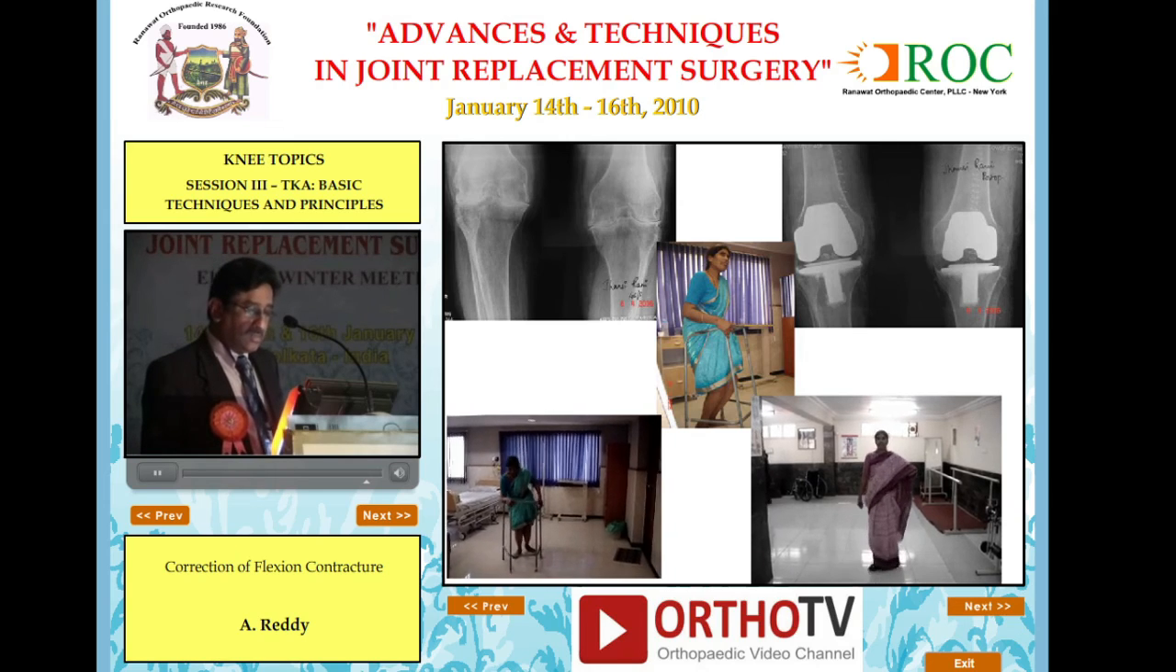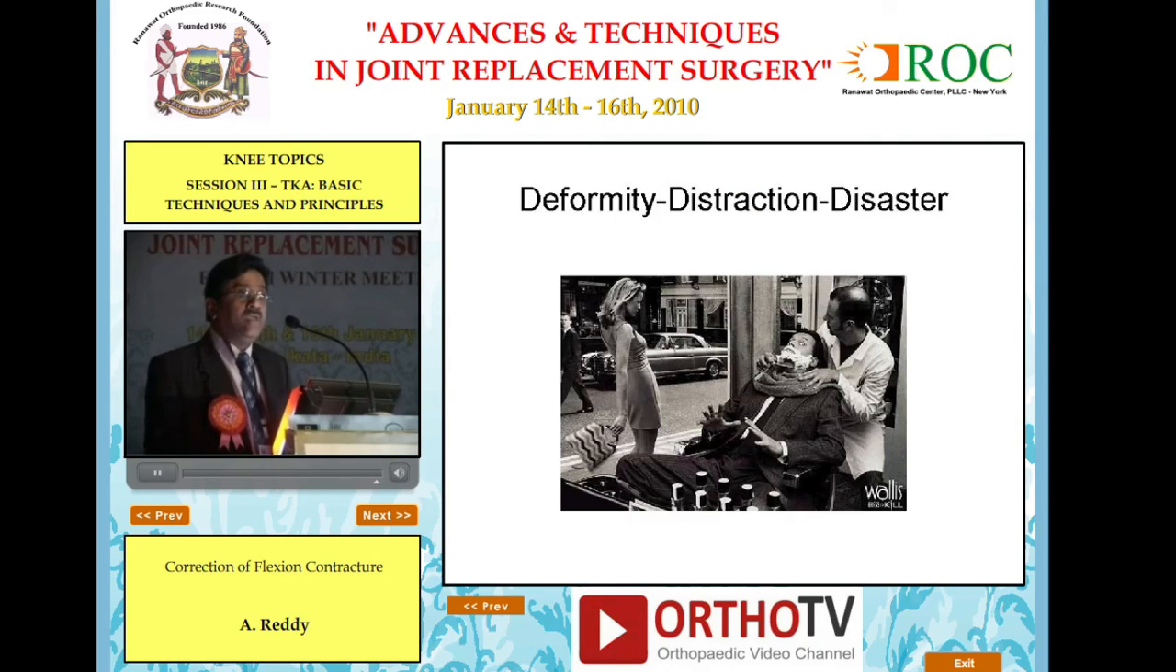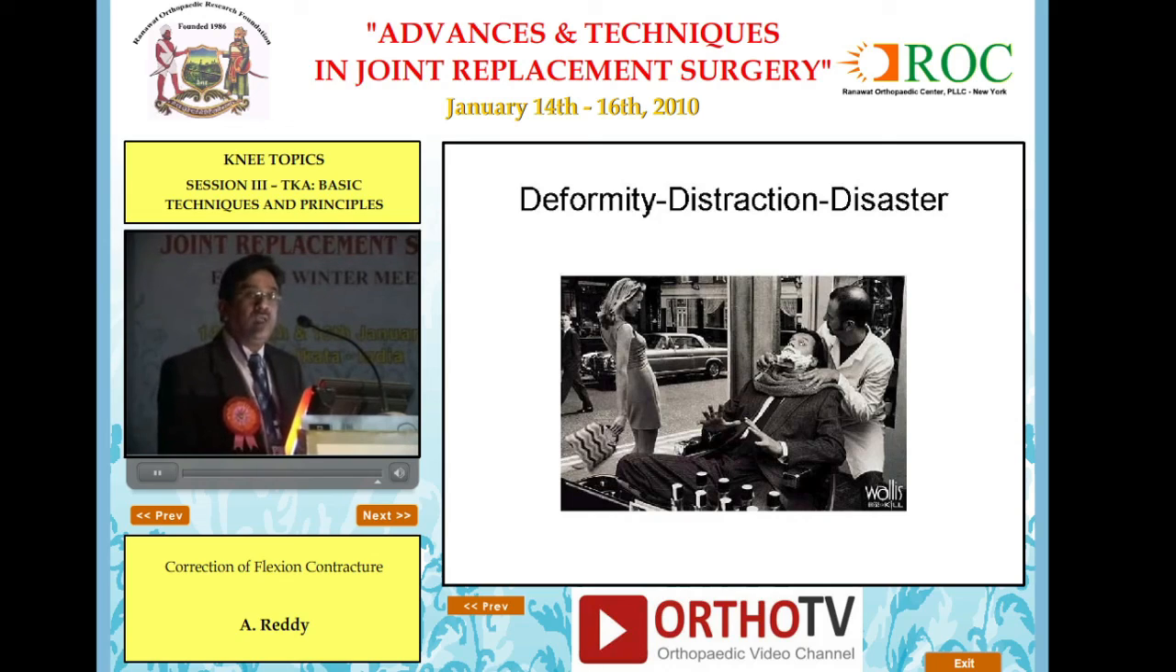So my algorithm is: first osteophyte removal, then posterior capsular release, PCL sacrifice, gastrocnemius release if needed, revisit the distal femur if needed, posterior capsulotomy almost all the time, constrained implant when indicated, and emphasize post-op rehabilitation. And be careful: whenever you have a deformity, you should not be distracted, you've got to focus, otherwise you will end up in disaster. Thank you.